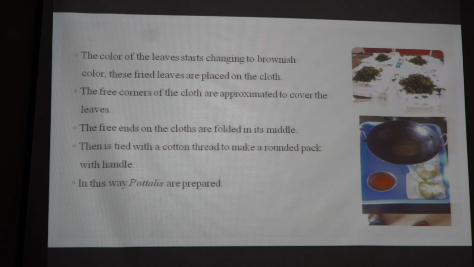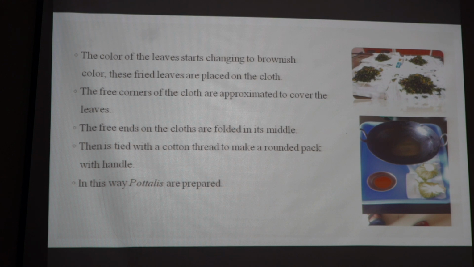The color of the leaves starts changing to brownish color. These bright leaves are placed on the cloth. The free corners of the cloth are approximated to cover the leaves. The free ends of the cloth are folded in its middle. Then it is tied with a cotton thread to make a rounded pack with handle. In this way, potlis are prepared.